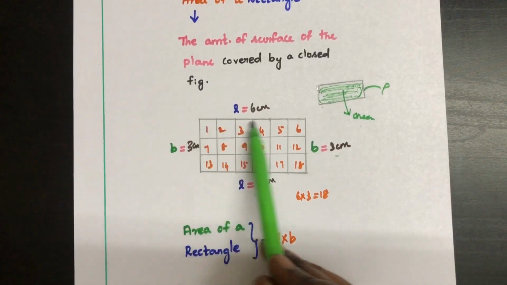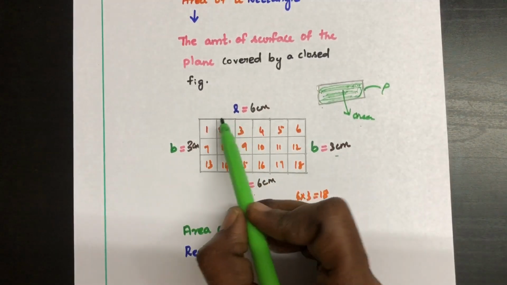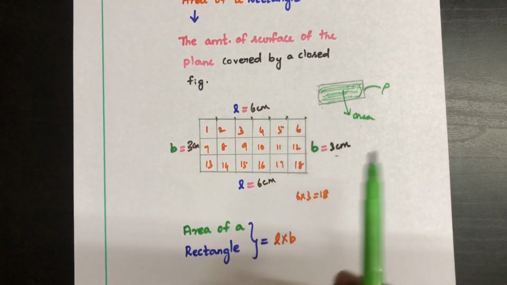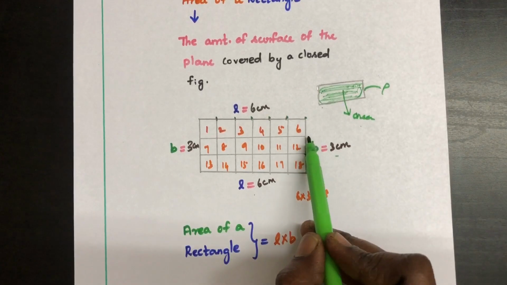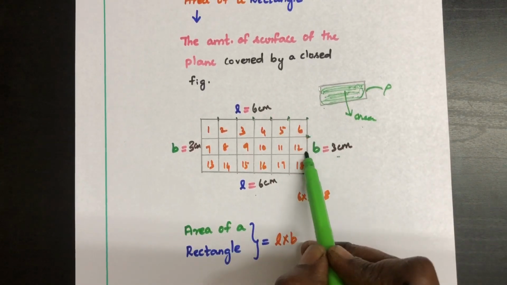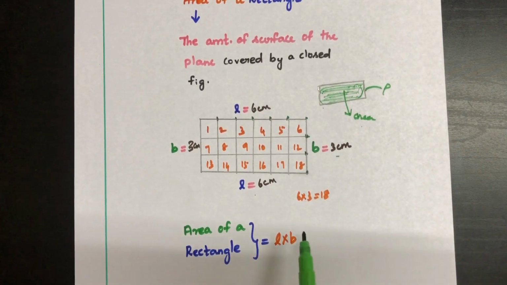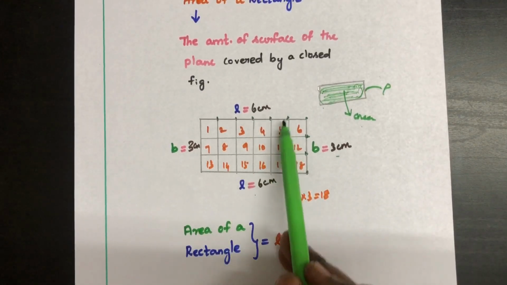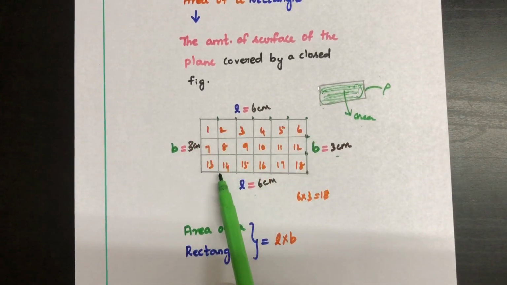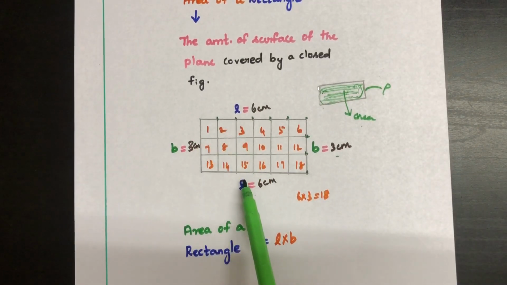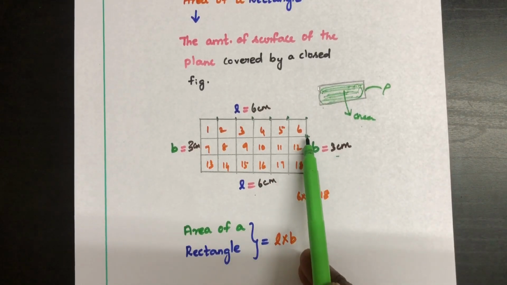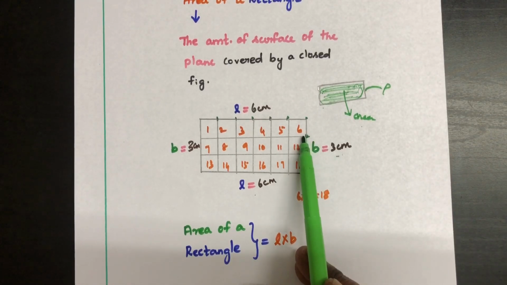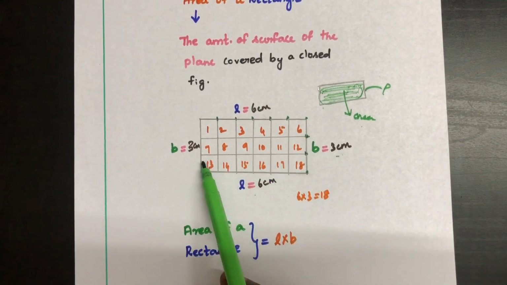Now, what is the inner area? I have 6 cm: 1, 2, 3, 4, 5, 6. This is the length. Now the breadth: 1, 2, 3. What I did here is I divided these centimeters, 6 centimeters into 6 equal parts. Similarly, I divided this side. The breadth is 3 centimeters, so I have divided this into 3 equal parts.